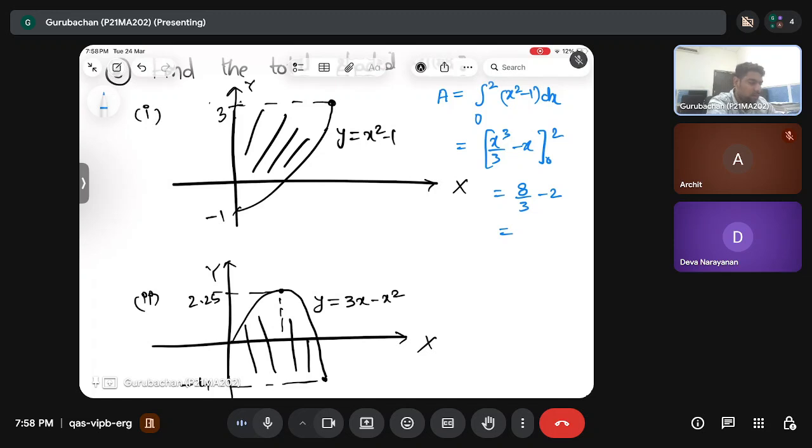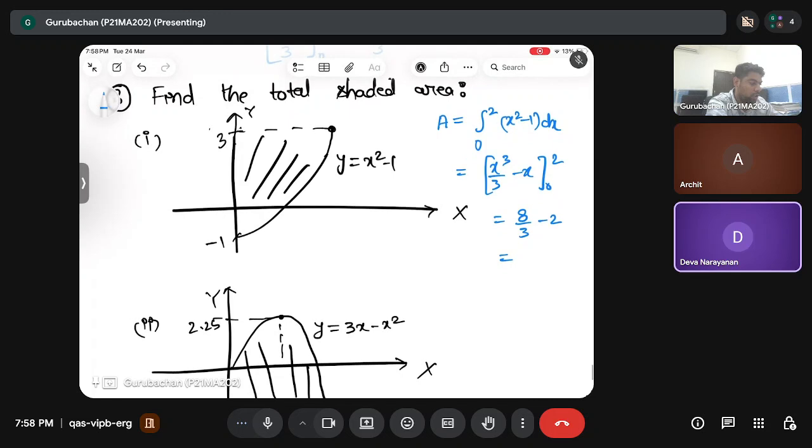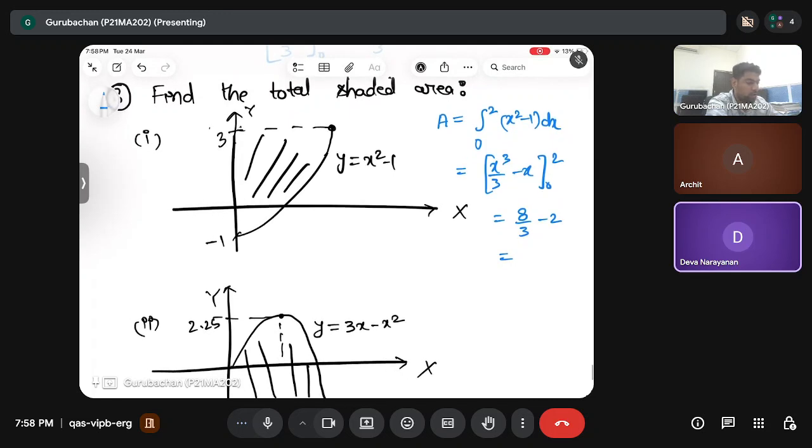What was your answer? 16 by 3. Did I make some calculation error? It's area, not 0 to 2, sir. It is minus 1 to 3. Why? This is the y-axis, that is the x-axis. You are putting the curve in terms of x and you are putting the limits from y limits.